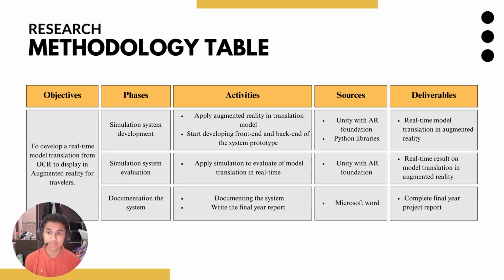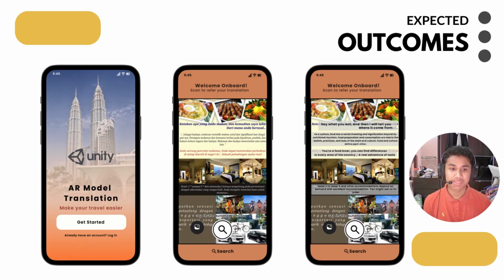So lastly, for the research methodology table, to achieve the third objective, to deliver a real-time model translation from OCR to display in AR for travelers, the three phases are simulation system development in the real world, then simulation system evaluation to evaluate the system, and lastly documentation of the system. So this is the expected outcome. The first page is my expected interface, and then the second phase is where the user puts their camera in front of the brochures, and lastly the third page shows you directly the translation of the text.